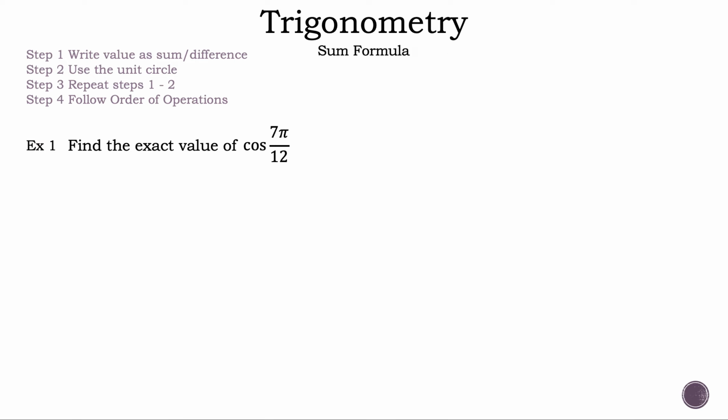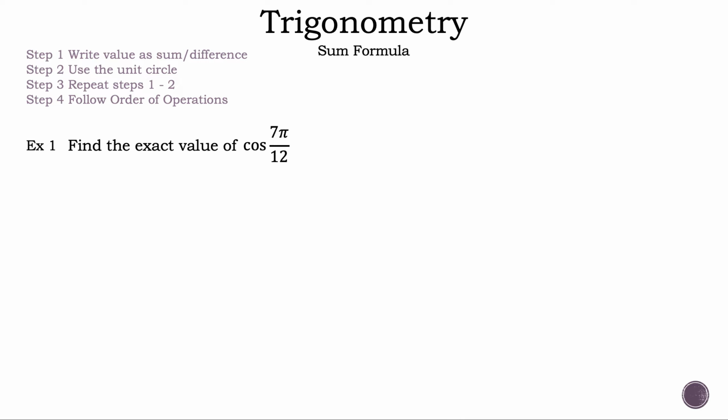Let's take a closer look at example 1. Let's read the steps. Step 1. Write value as sum or difference. Step 2. Use the unit circle. Step 3. Repeat steps 1 and 2. Step 4. Follow order of operations.